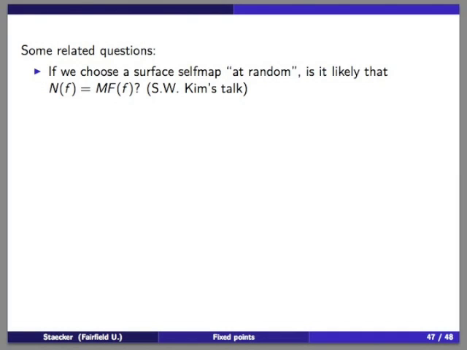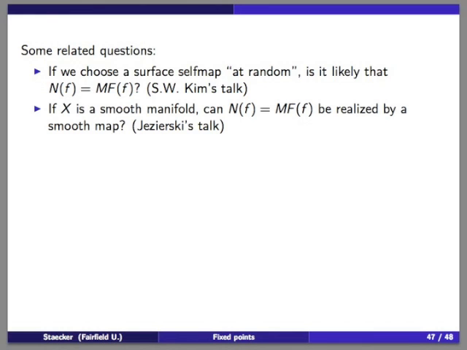You could ask some related questions. If you choose a map on a surface at random, and you have to make some sense of what you mean by that, is it likely that the two numbers are equal? Another way of phrasing this vaguely would be to say, are Jiang's type of examples the expected, ordinary behavior, or are they exceptional examples? This is something that Sung-Won Kim is going to talk about later. Here's another question. Can you realize the equality between the Nielsen number and the minimum number by a smooth map? Yuzirski will be talking about something a little more general than this, but this is a basic question.